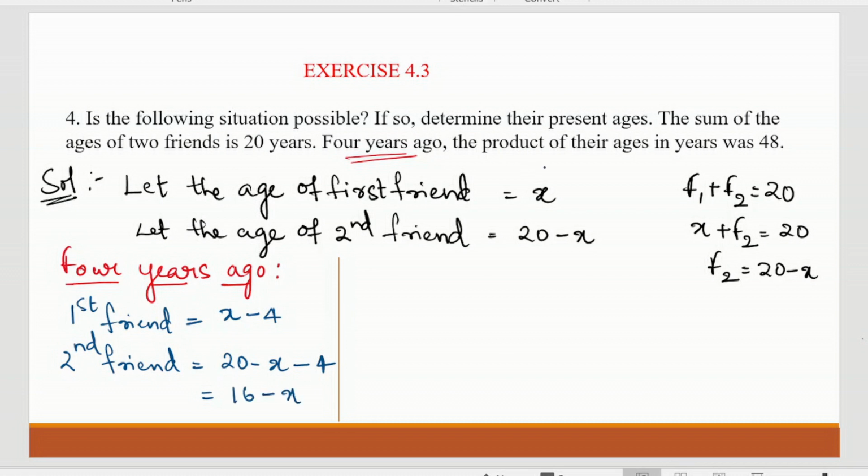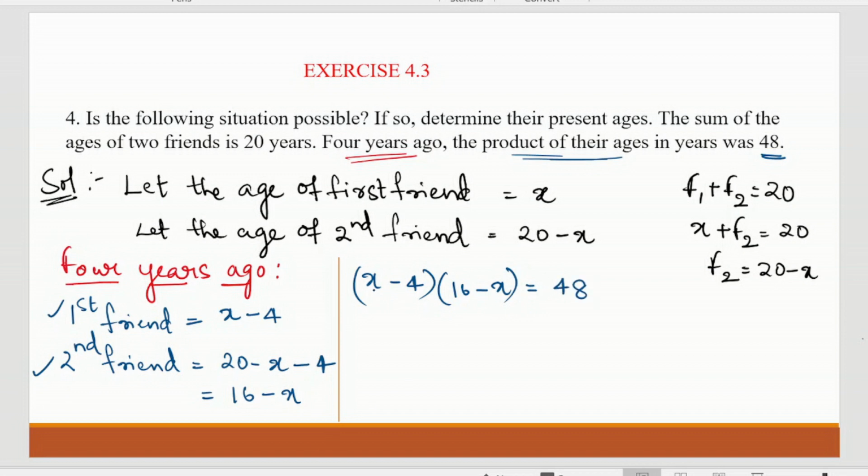Okay? Now, see the question. We need to find the product of their ages, the product of the ages of the first friend and the second friend. Which is X minus 4 times 16 minus X, which is equal to the product of the ages given, which is 48.